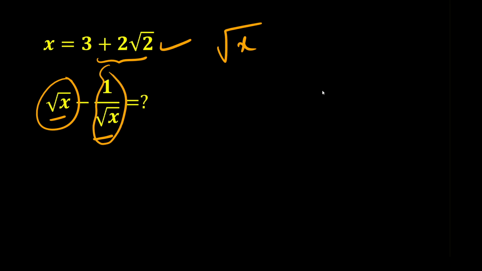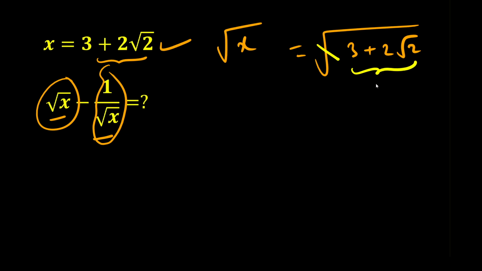We will simply take the reciprocal of that. So root x, the root of 3 plus 2 root 2. Now how can I simplify this? If I have to simplify this, then I will have to get rid of this square root, right? And what is the best way to get rid of this square root? I will have to make this a perfect square.